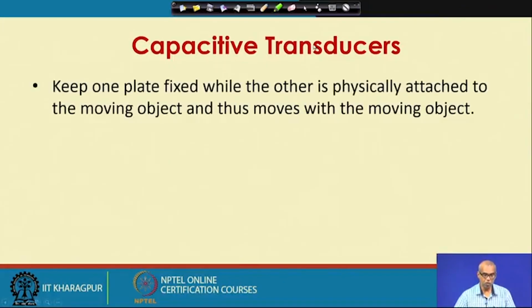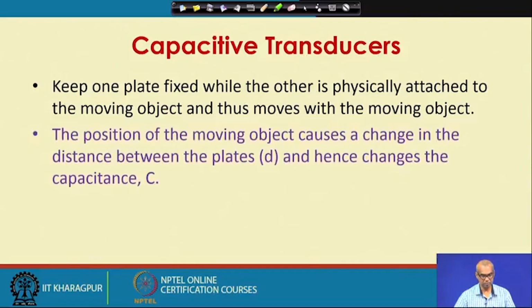So, if we keep now one plate fixed while the other is physically attached to the moving object, the plate will also move with the moving object. The position of the moving object causes a change in the distance between the plates, and hence changes the capacitance. As we have seen, the capacitance depends on the distance that exists between these two metal plates.